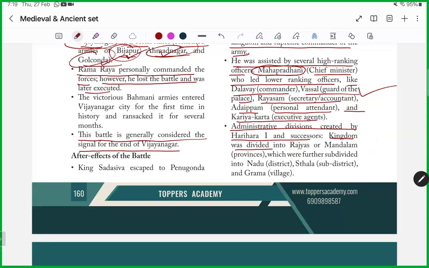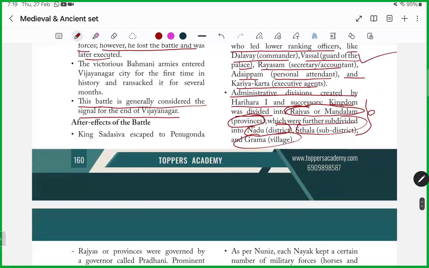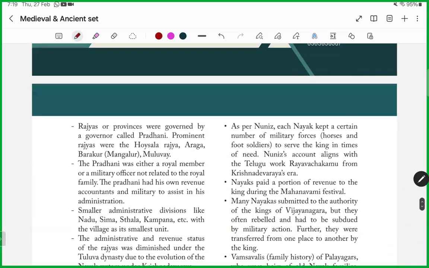During the Vijayanagar kingdom, it was divided into rajyas and mandalams, in other words the provinces, which were further divided into nadu, the district, sthala, the sub-district, and grama, the village. This is important for Vijayanagar administration. A rajya or province was governed by a governor called Pradhani. What you can do is make a chart of all the administration. During the Delhi Sultanate period, it is known as the Ikta.